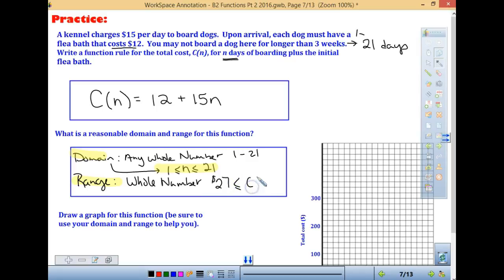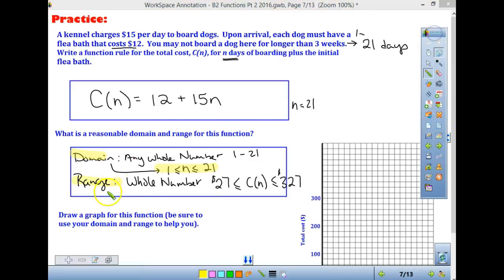Is less or equal to, we're going to put the function C of n, and what's the most they can charge us? Well, now we say 21 days. So you want to plug in 21 for n. So if n is equal to 21, 21 times 15 plus 12, we would be up to $327. A lot to board your dog. But we all do that because we love our dogs and sometimes we need a break.